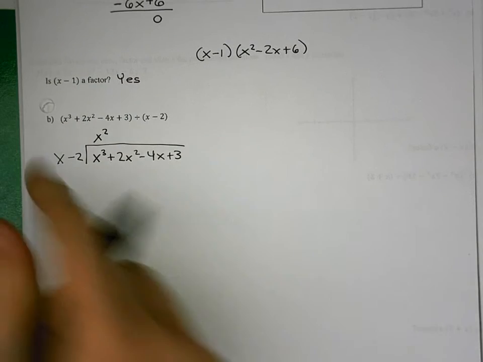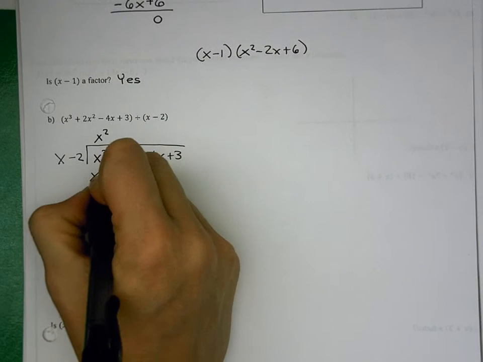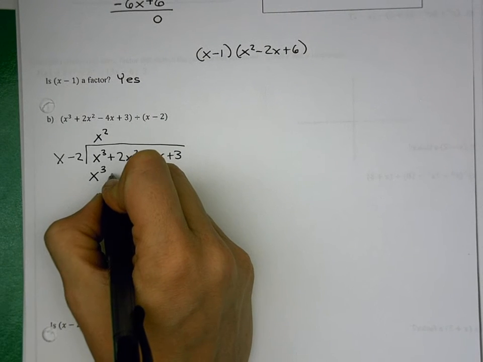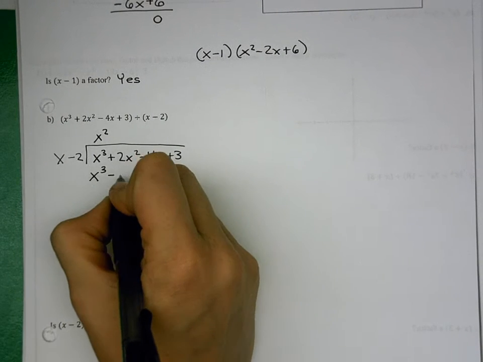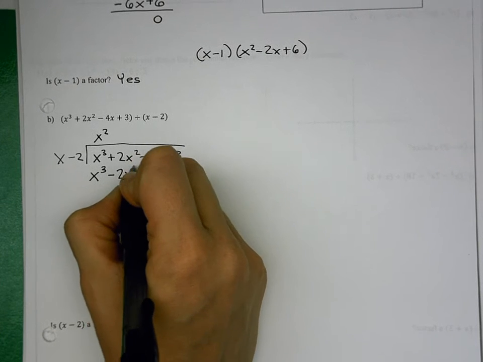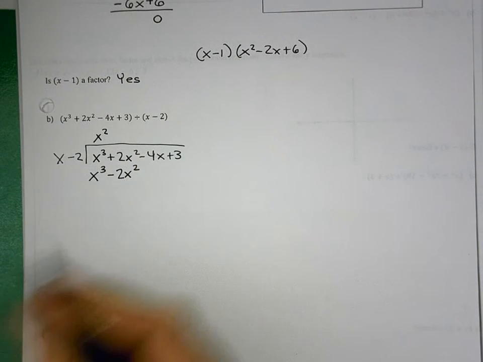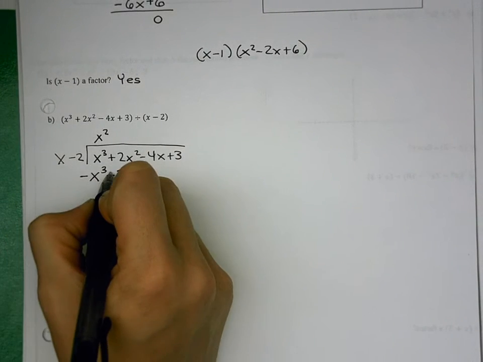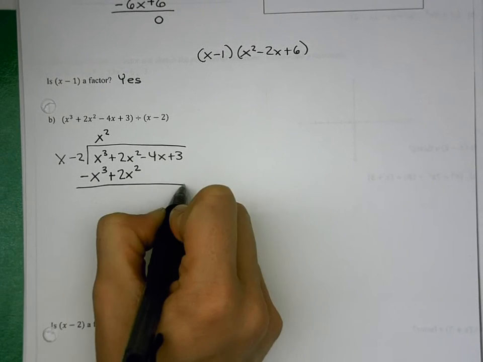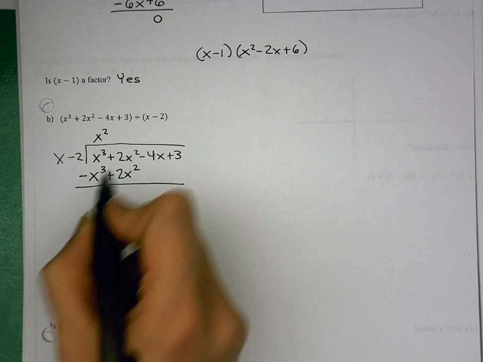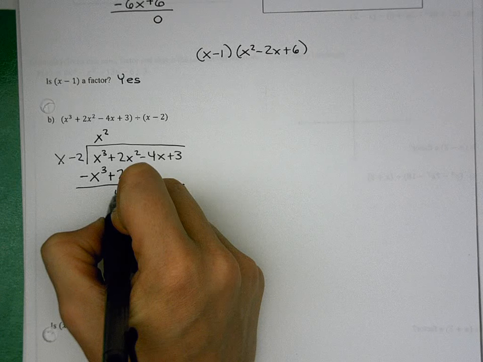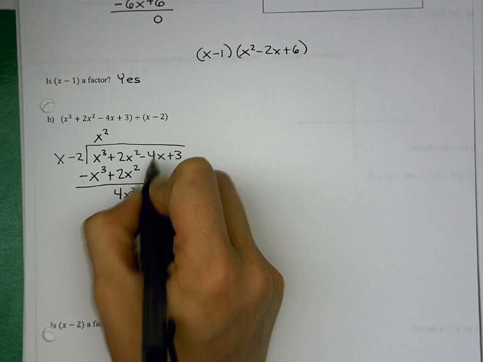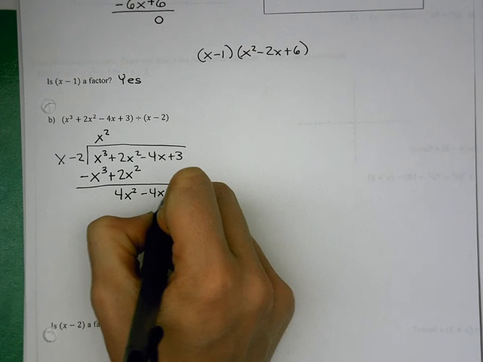Multiplying, x squared times x is x cubed. X squared times negative 2 is negative 2x squared. And now we're going to subtract, minus x cubed plus 2x squared. X cubed minus x cubed is 0. 2x squared plus 2x squared is 4x squared. Bring down your remaining terms.